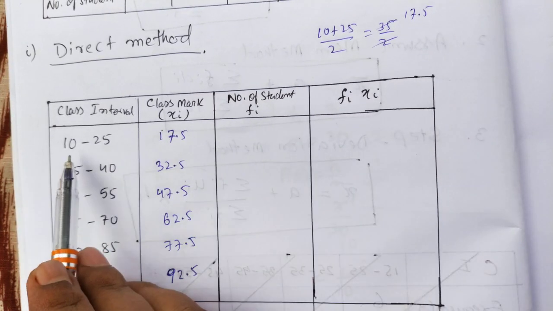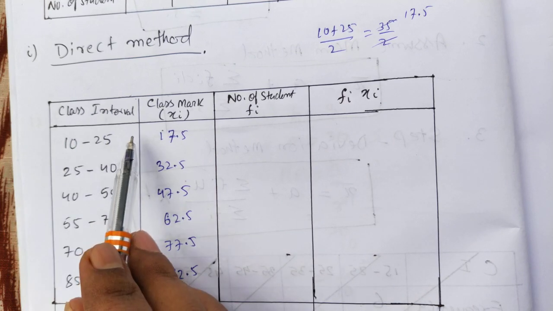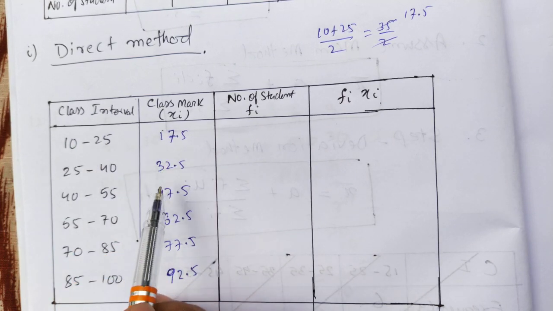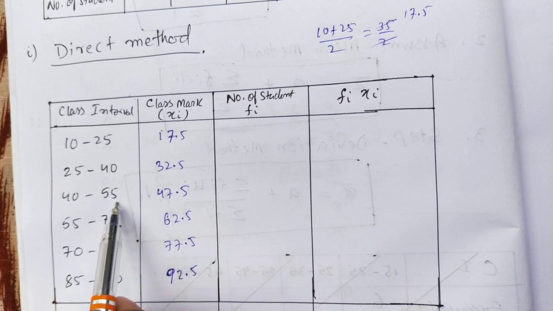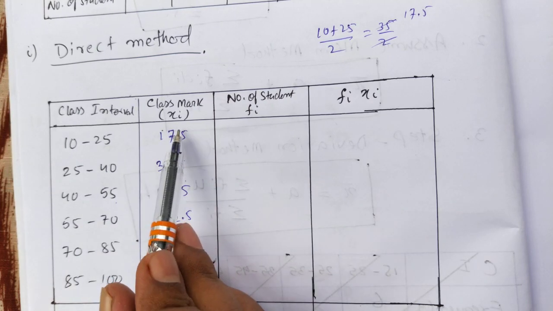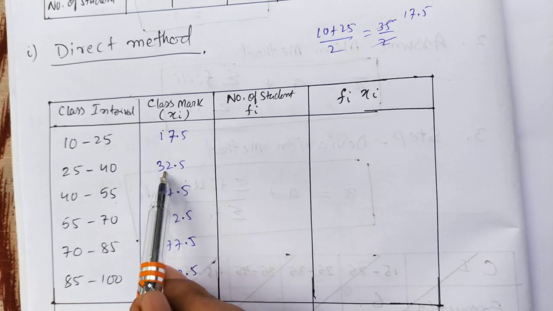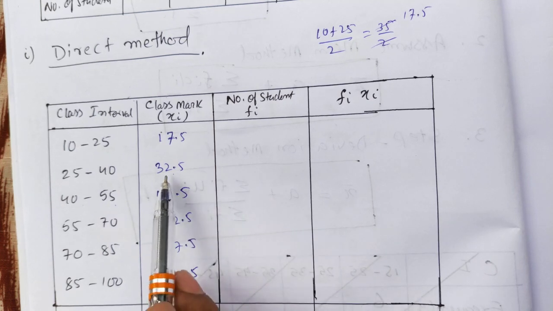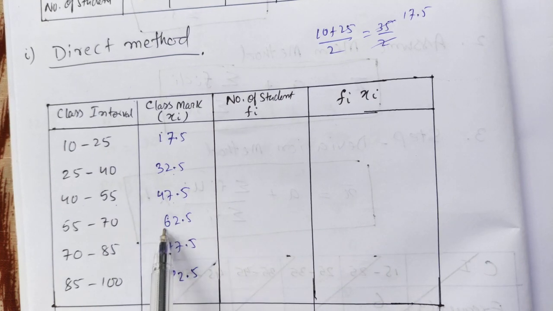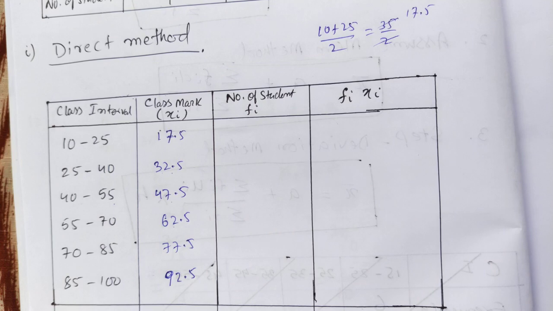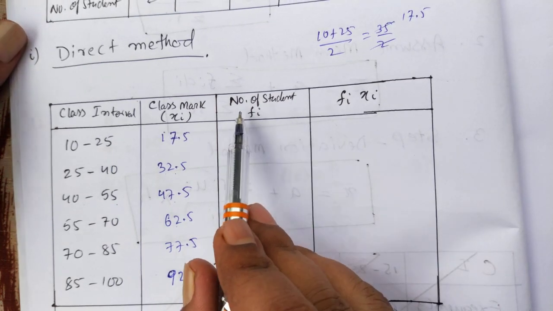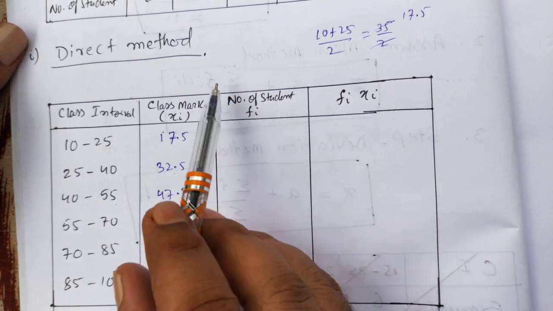Or you can add the first one and divide by 2, and see the class size and keep on adding. The class size, the difference, is 15. So after getting the first number, I just add 15. I'm getting 32.5. I'm adding 15, I'm getting 47.5. I'm adding 15, I'm getting 62.5. Now frequency, number of students, fi is the frequency.